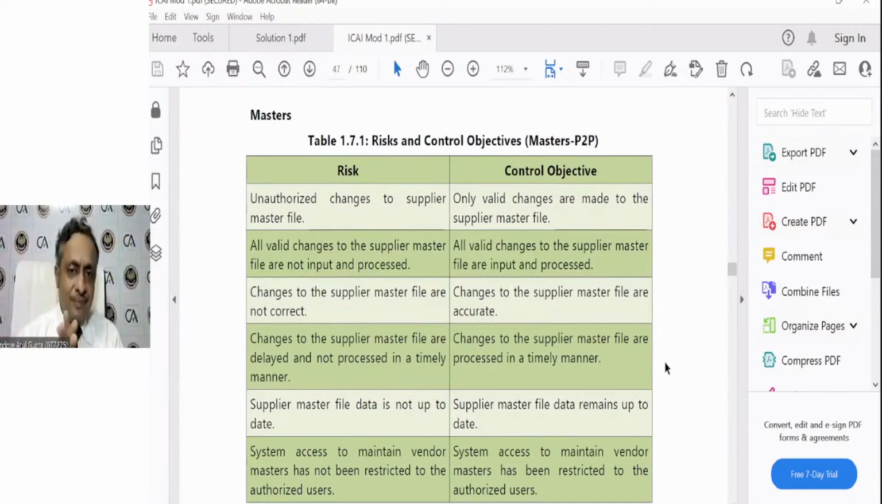Then, what is the control? That valid changes need to be documented and made. Then all valid changes to supplier master are not inputted. Now just see how it is going so beautifully.